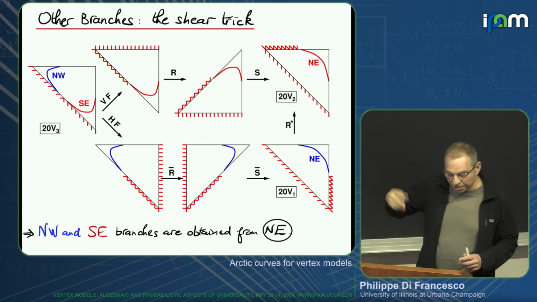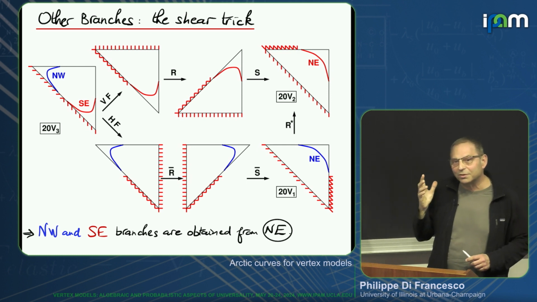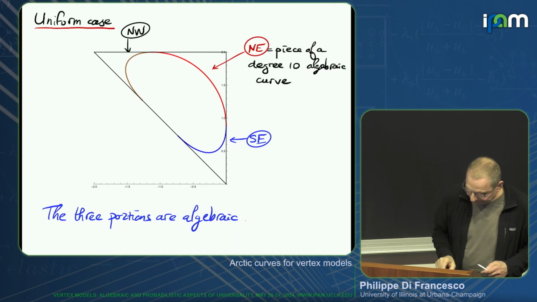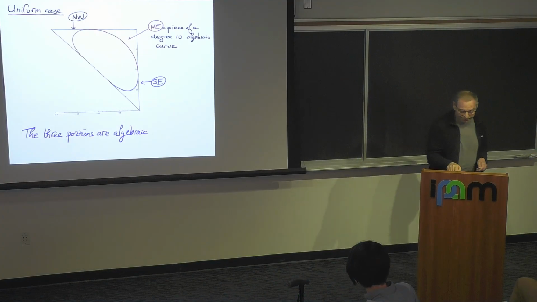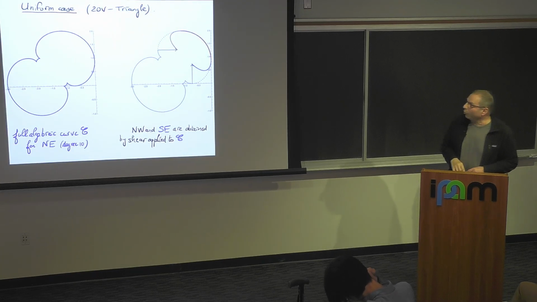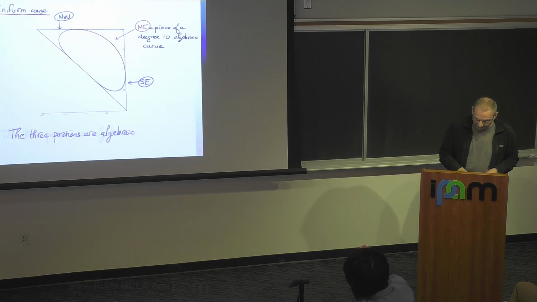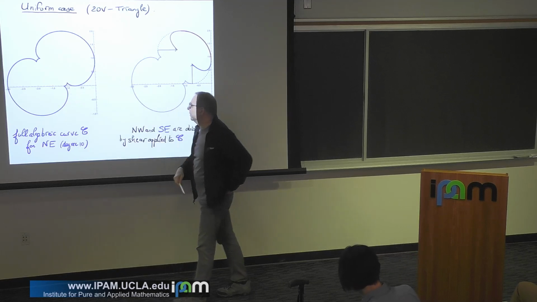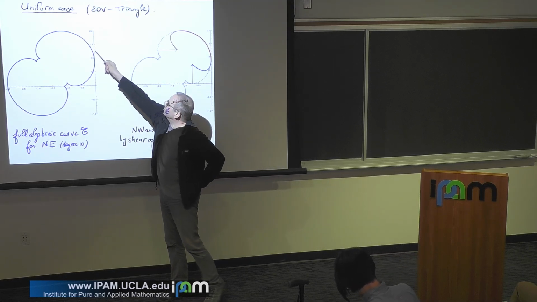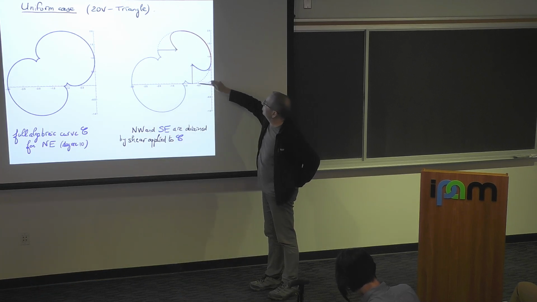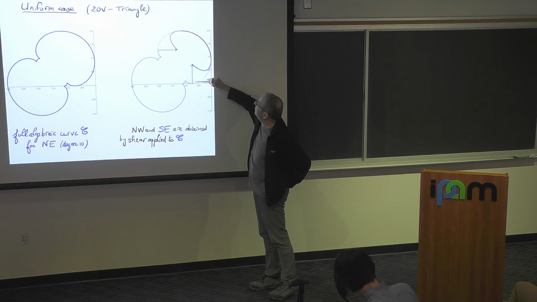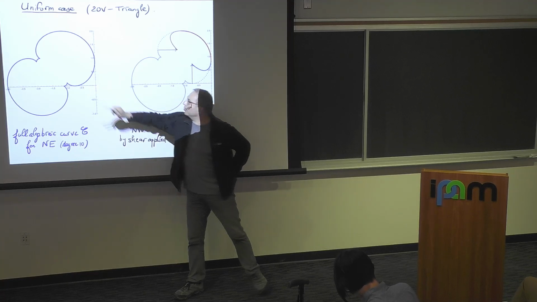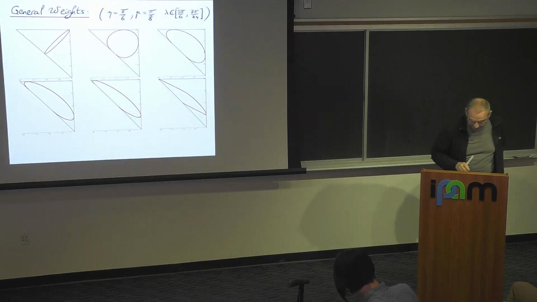It's continuous. It has the same tangent, but the second derivatives are discontinuous. Okay, so this is the picture, right, with all the branches together. And then the same thing as before, the northeast branch at the uniform point is actually part of an algebraic curve, this time of degree 10, okay? And so you have the analytic continuation of the northeast branch here. And because of this shear trick, in the uniform case, you can get these other two branches by just applying shears to the corresponding portions of this curve. Okay, so you have something very nice going on.